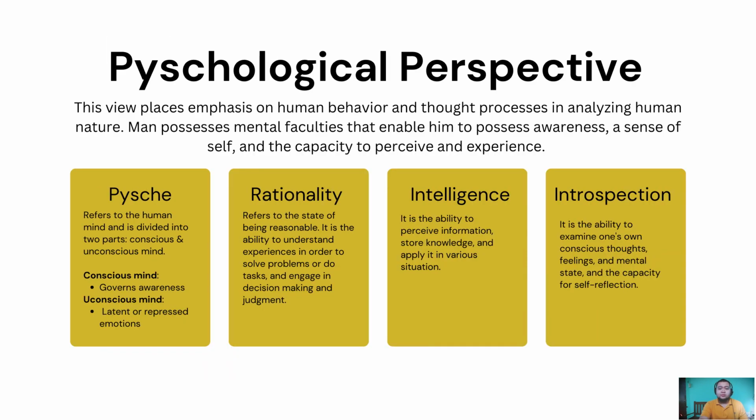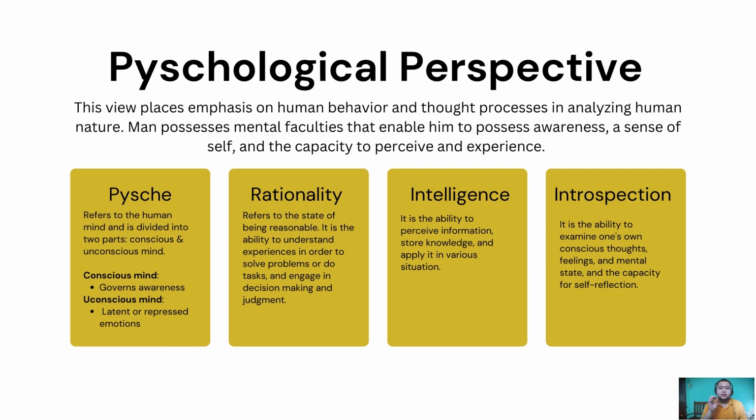Next is the psychological perspective about man. It places emphasis on human behavior and thought processes in analyzing human nature. Man possesses mental faculties that enable him to possess awareness, a sense of self, and the capacity to perceive and experience. Here are the significant mental faculties and capabilities of man. The psyche, which refers to the human mind, is divided into the conscious and the unconscious mind. The conscious mind is the part which governs awareness, while the unconscious mind consists of latent, repressed emotions, thoughts, and desires.